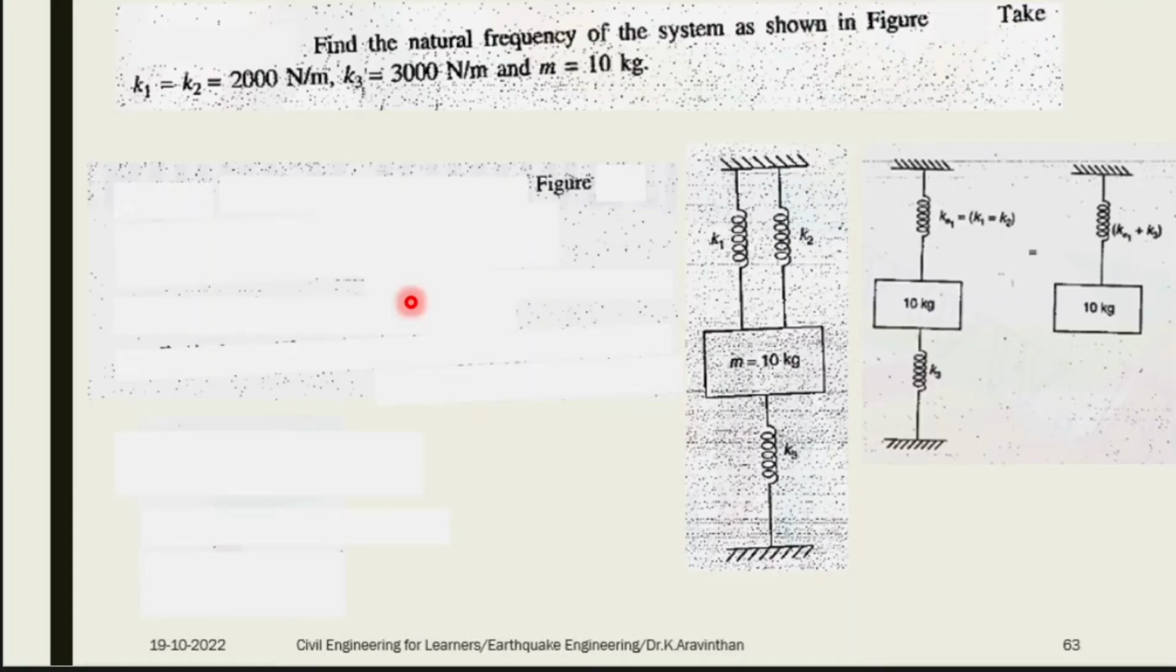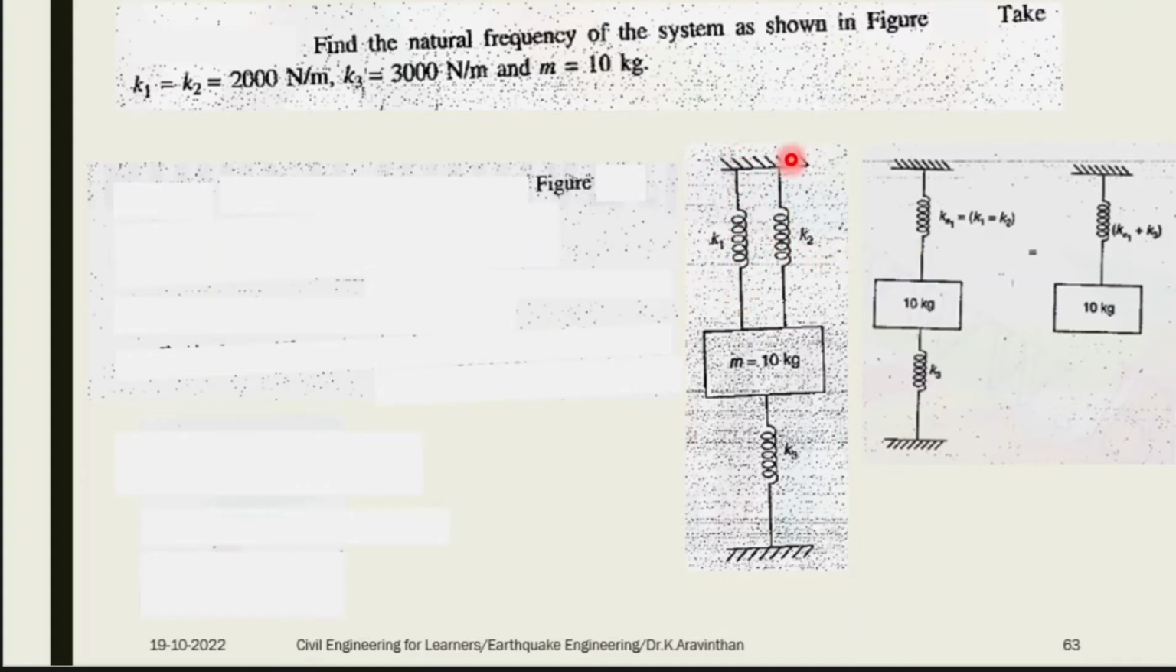Here you have the value of stiffness and also the value of mass. Find the natural frequency of the system as shown in the figure. Take K1 and K2 equal to 2000 Newton per meter, K3 is 3000 Newton per meter, and the mass is 10 kg. This is called the system as given. You have to convert these components into a single parameter. This is K1 and K2.